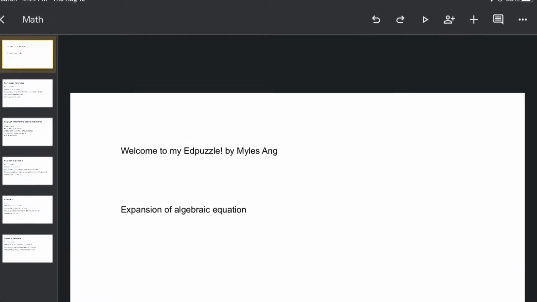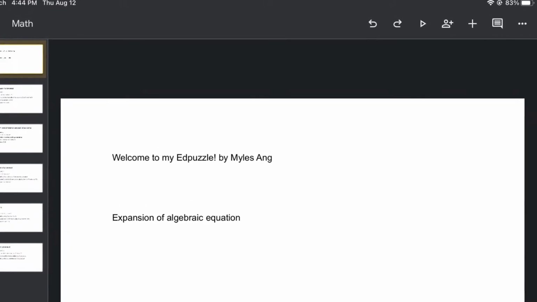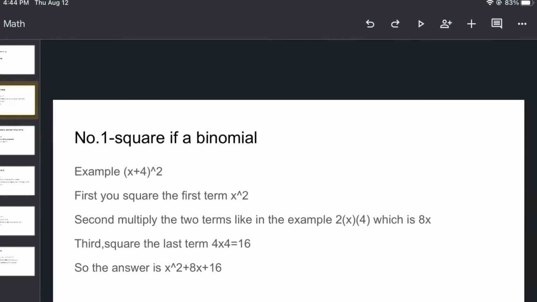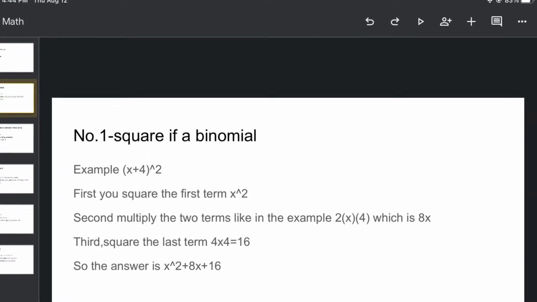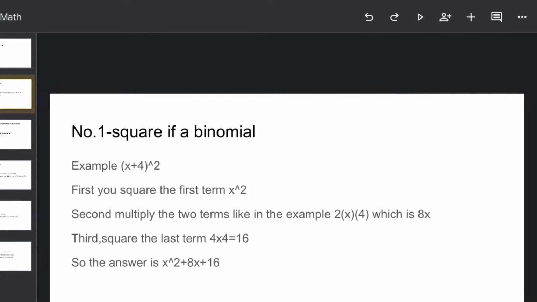And I'm gonna teach you how to do the cube of binomials. And so what we're gonna learn first is the square of a binomial. So what you do first is, as in the example, it says x plus 4 squared.